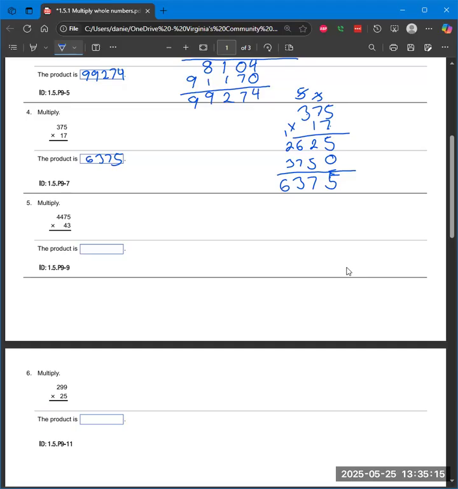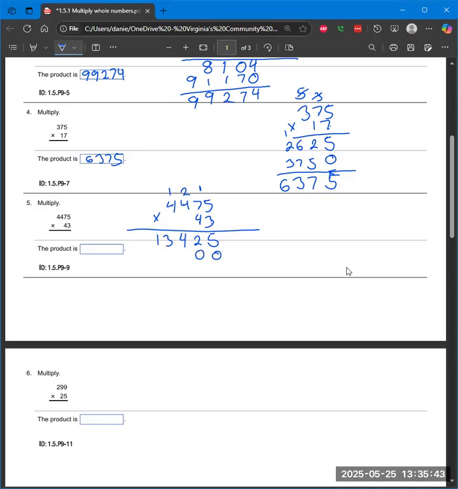Now let's look at 4,475 times 43. 3 times 5 is 15. 3 times 7 is 21, plus 1 is 22. 3 times 4 is 12, plus 2 is 14. 3 times 4 is 12, plus 1 is 13. Put a 0 in the 1 spot and slide over.